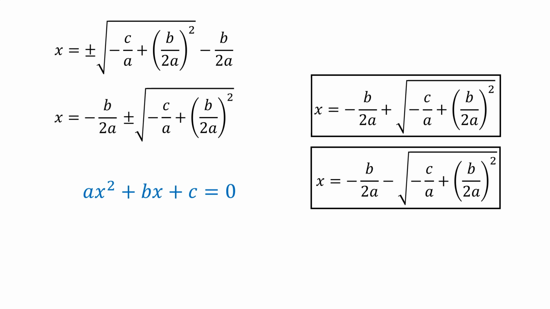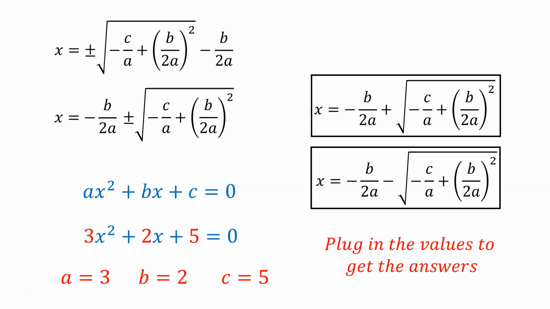Let's think about where we started with this problem. We started with ax squared plus bx plus c equals 0. Let's say that instead we started off with the equation 3x squared plus 2x plus 5 equals 0. If we compare these equations, we can see that a equals 3, b equals 2, and c equals 5. We could then use the symbolic answer we just found and plug in the values for a, b, and c and find the values of x. This truly is a general solution.